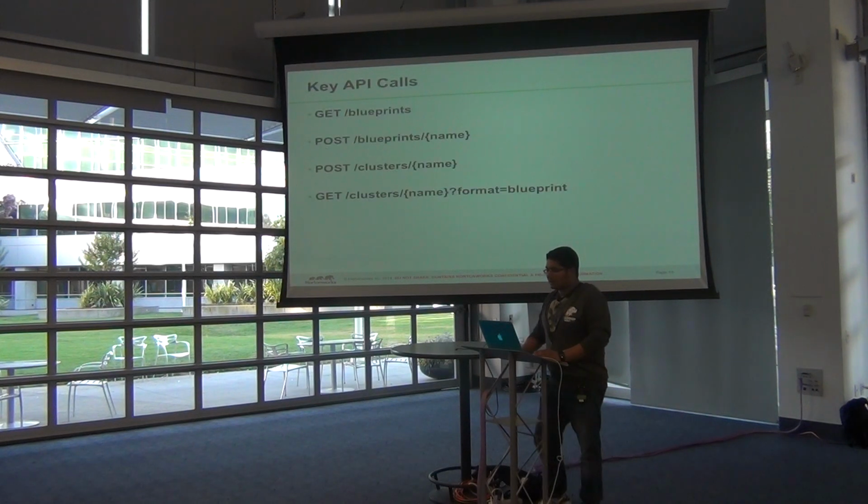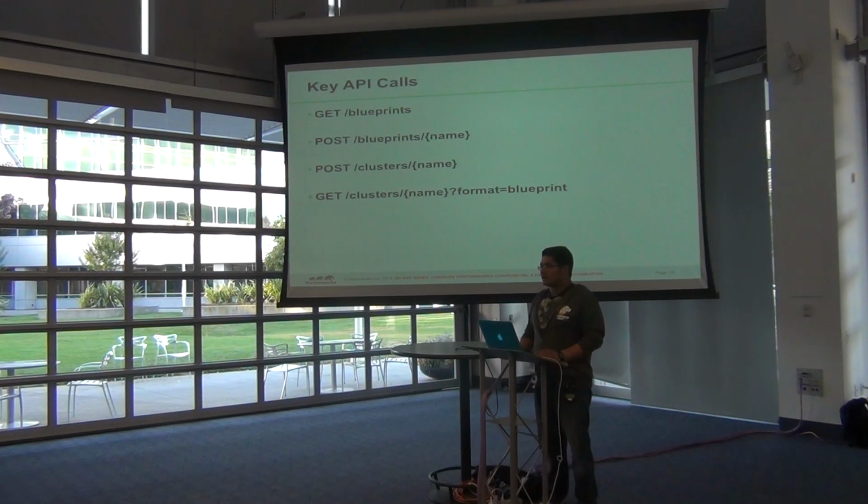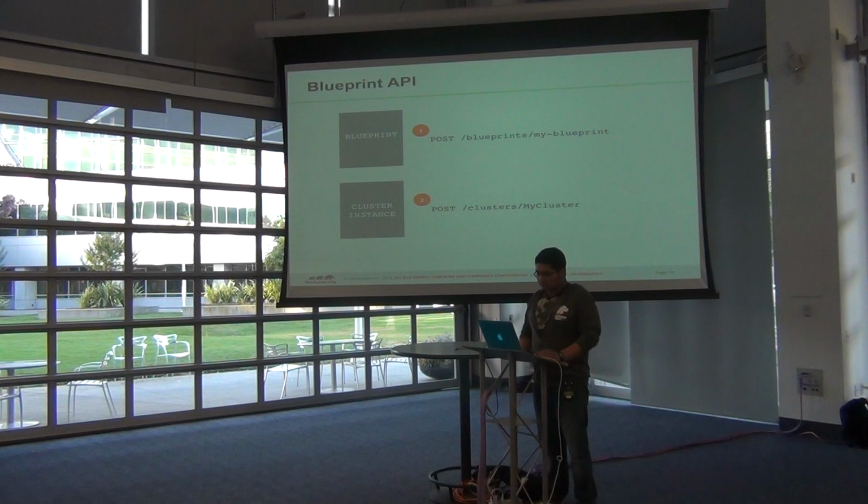To look at the API calls for blueprints, we have a blueprint resource provider. You create a blueprint, which is how you want your cluster to be, and then you make a second call saying, now we actually create a cluster using this blueprint. The first call creates a blueprint, the second creates a cluster using the blueprint. As you can see, you can create multiple clusters using the same blueprint.